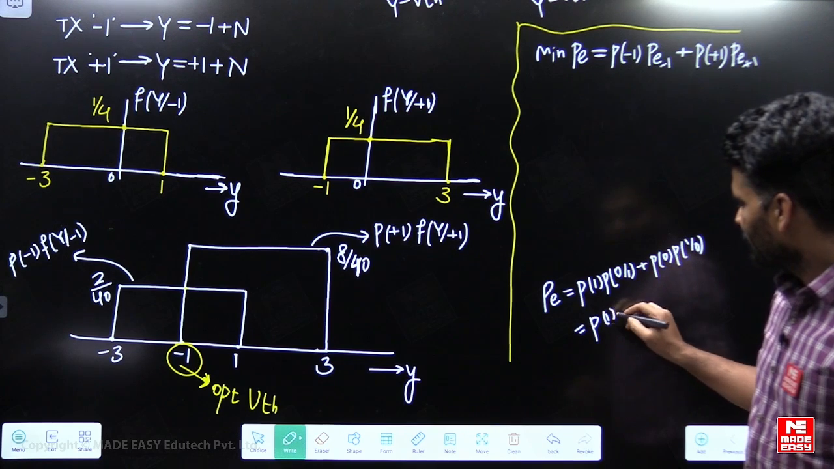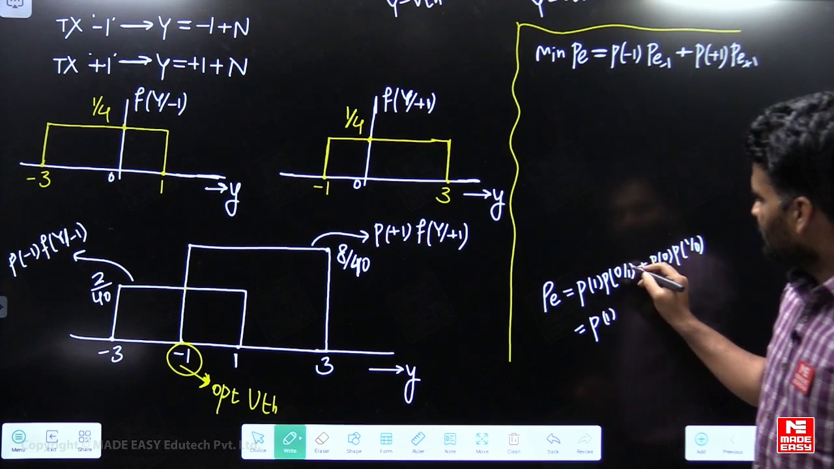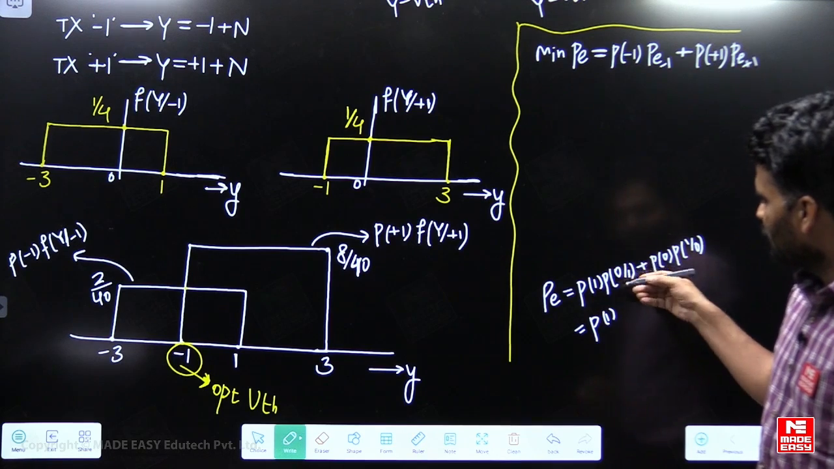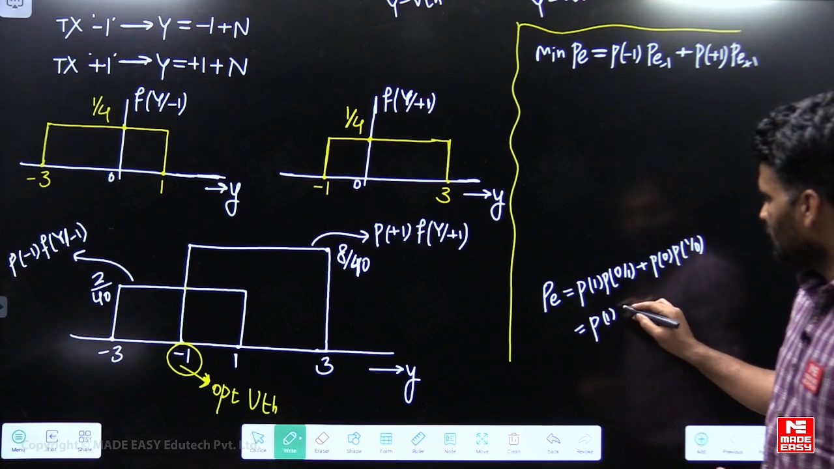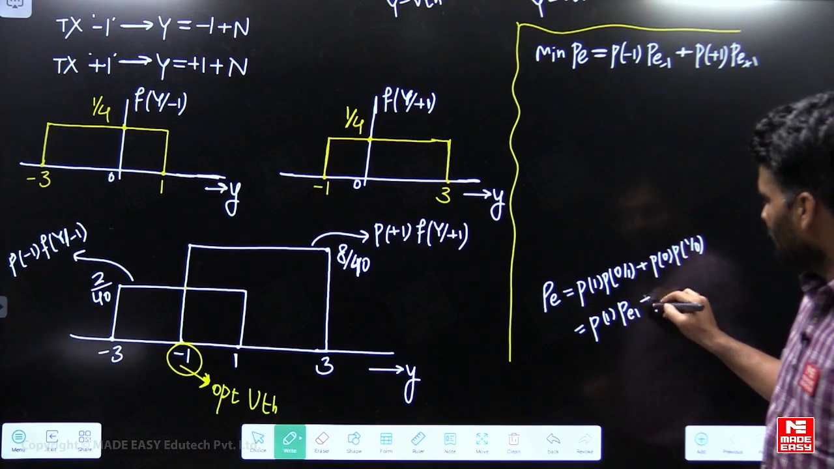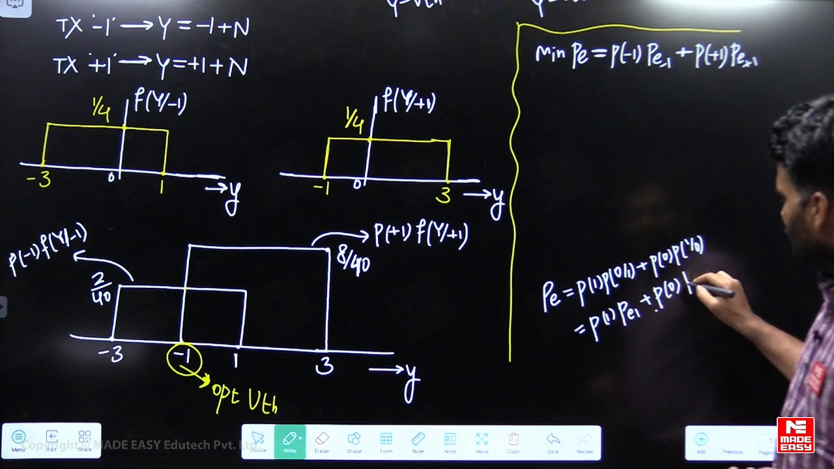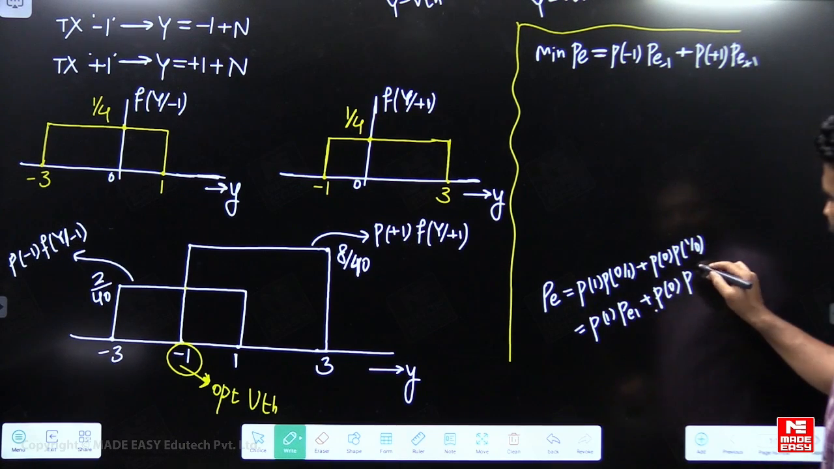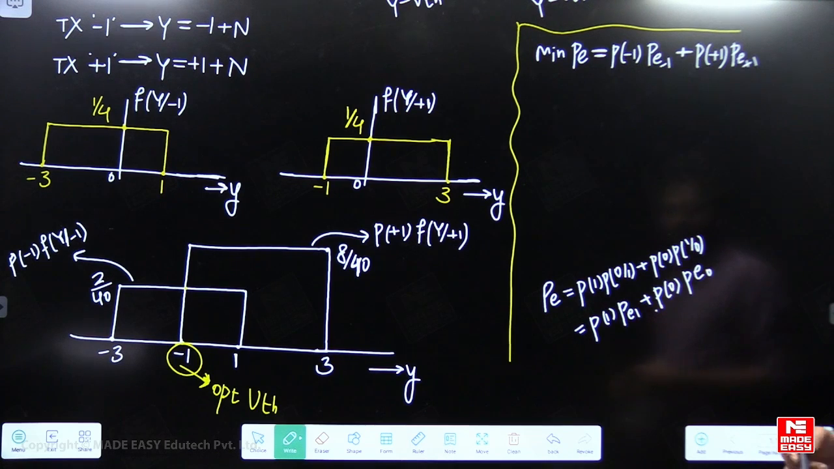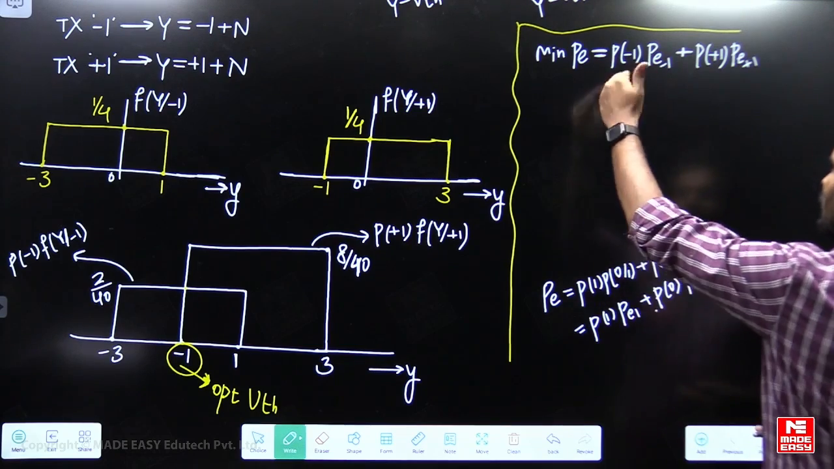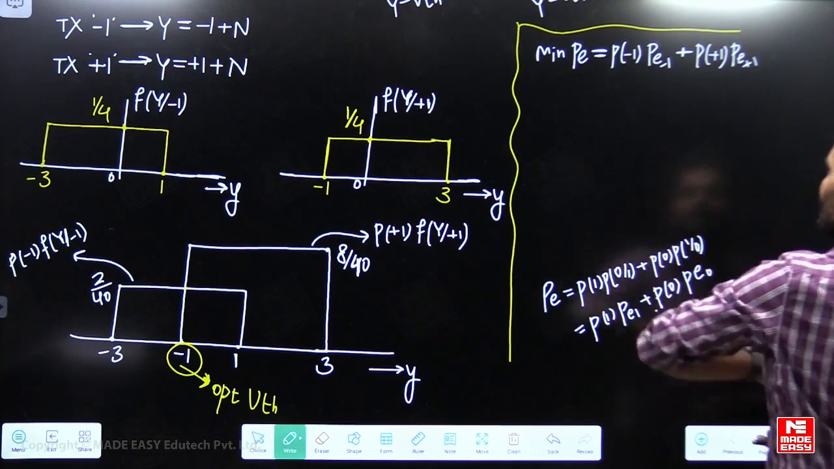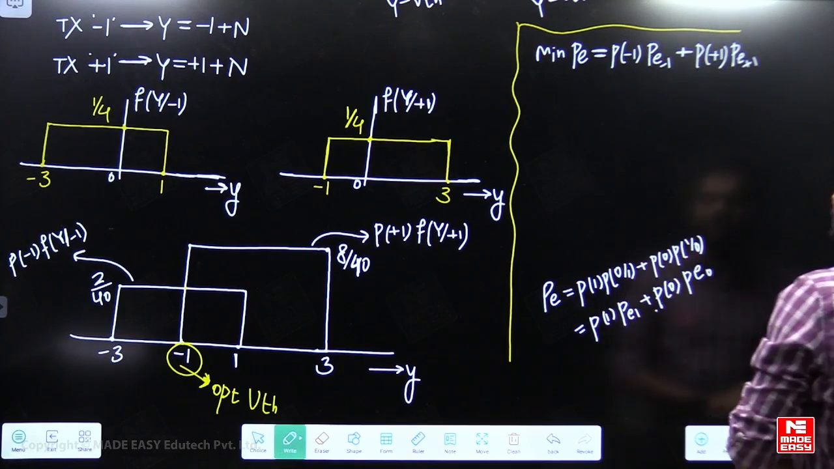This is P1. So the probability of transmitted 1 received as 0 means it is probability of error only. Transmitted 1 decoded as 0 means that is error only. It is the probability of error when 1 is transmitted, PE1, plus P0 and the probability of error when 0 is transmitted, PE0. So P1 PE1 plus P0 PE0, where 1 and 0 are transmitted from the source for a binary system. Here minus 1 and plus 1 are transmitted, so I can write the probability of error as P minus 1 PE minus 1 plus P plus 1 PE plus 1, like that.